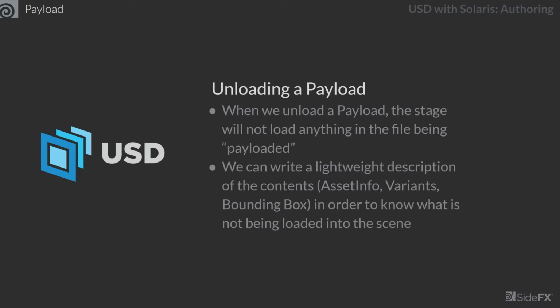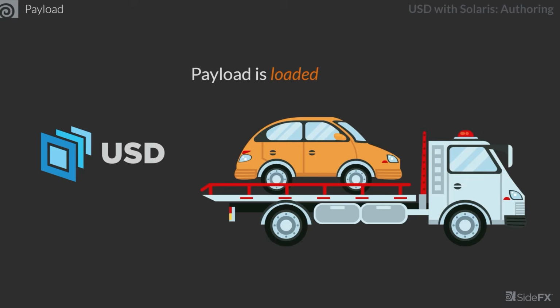Well, what we can do is write a lightweight description of the contents, like asset info, variants, and the bounding box, in order to know what's not being loaded into the scene, like what the geometry is that we're missing. You'll see that in a moment when we start unloading things, but just know that we can add that description to a primitive above where it's getting referenced, and it'll be able to show you those contents in the viewer. So let's look at a little visual to understand what's going on here.